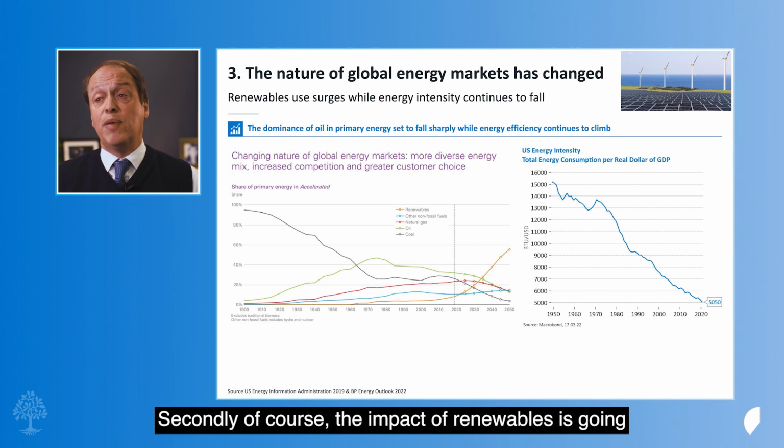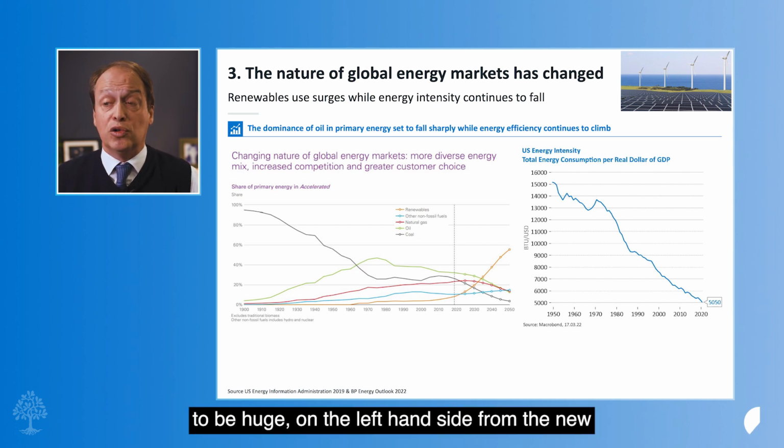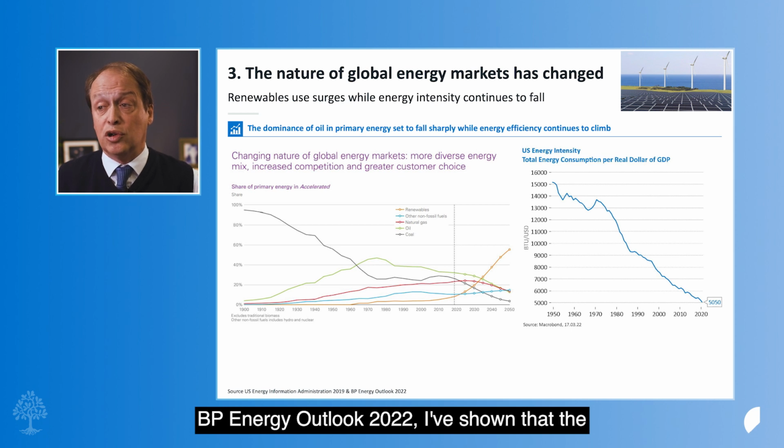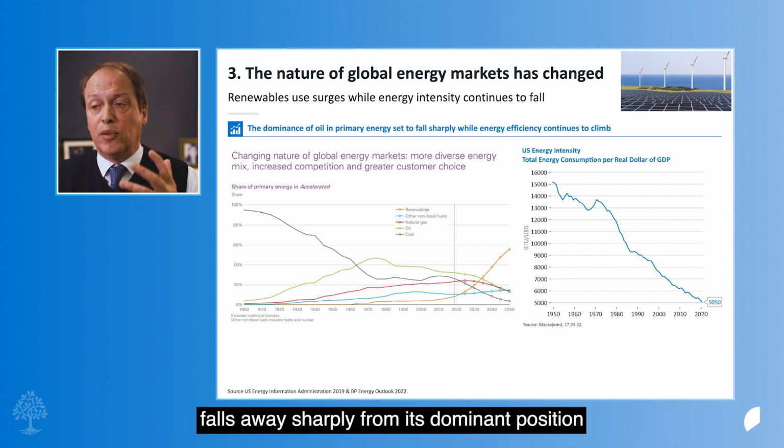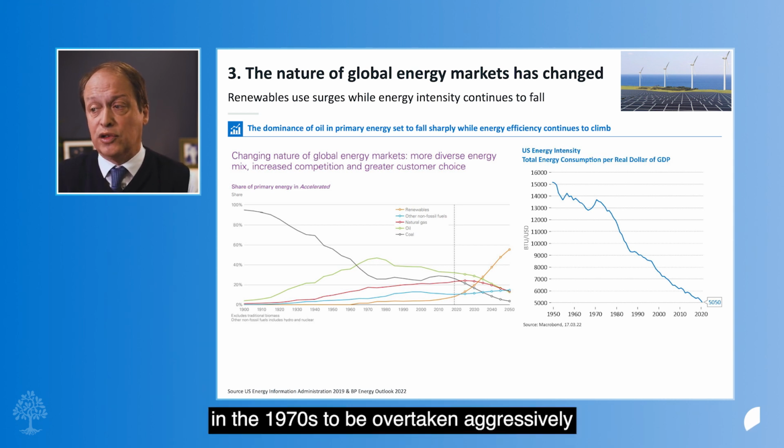Secondly, of course, the impact of renewables is going to be huge. In the left-hand side from the new BP Energy Outlook 2022, I've shown the likely trajectory of energy usage. That green line, oil, falls away sharply from its dominant position in the 1970s to be overtaken aggressively by renewables and other energy sources.